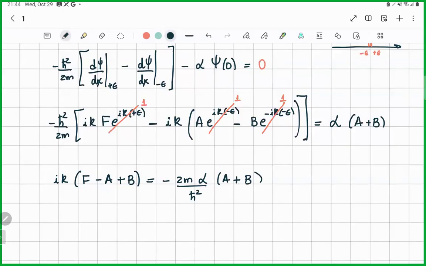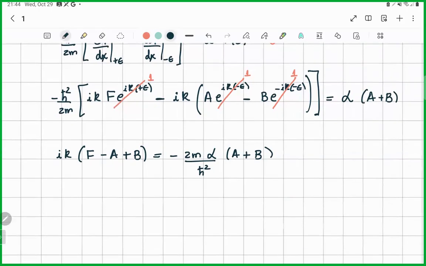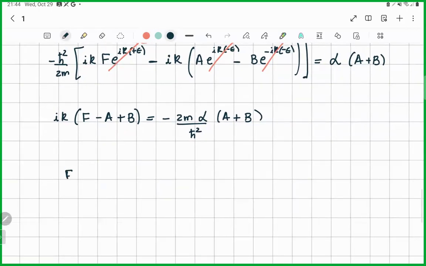Okay, one more step. I'm going to pass now this ik also to the right. Okay, so I have f minus a plus b equal to minus 2m alpha over h bar squared ik.